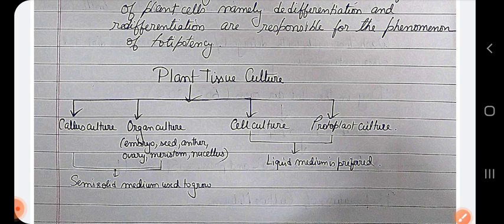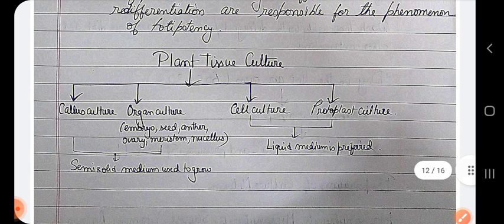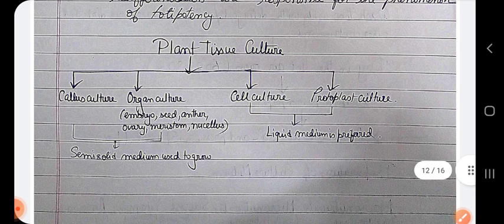So you see that plant tissue culture has many techniques, many types, like callus culture and organ culture, where we culture special organs of the plants like embryo, seed, anther, ovary, meristem, nucellus. Then comes cell culture, where individual cells are cultured in liquid medium. Protoplast culture is where the plant cell wall is removed, and we culture those plant cells in aseptic condition.